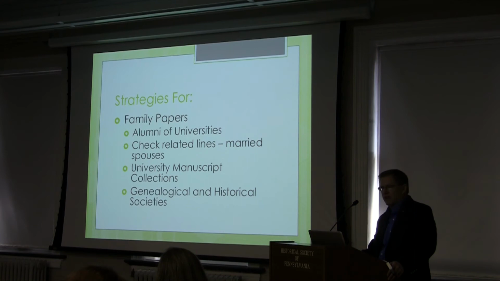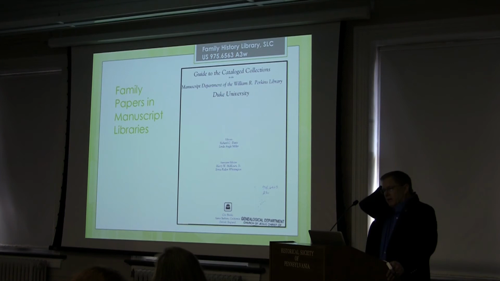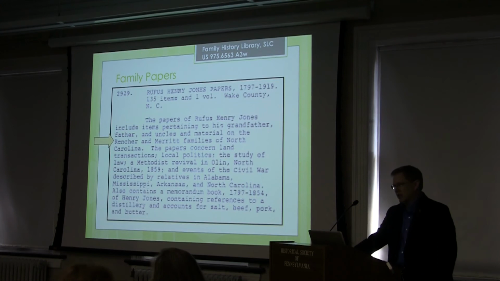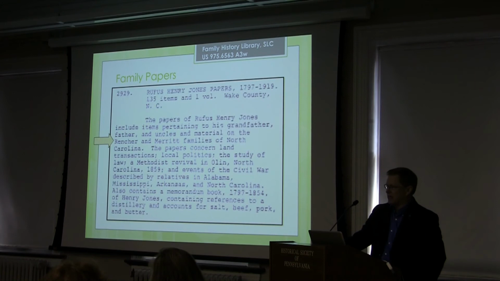As you continue to look at those collections, you heard Paige a few moments ago tell you how many papers are deposited here. I've been down in the stacks of their material behind the scenes here, and it is phenomenal. It's a phenomenal collection of what is here. This, for example, is the guide to the catalog records at Duke University in their manuscript library. Here's a reference then to the Rufus Henry Jones papers. The papers of Rufus Henry Jones include items pertaining to his grandfather and uncles and material on the Rencher and Merrick families of North Carolina.